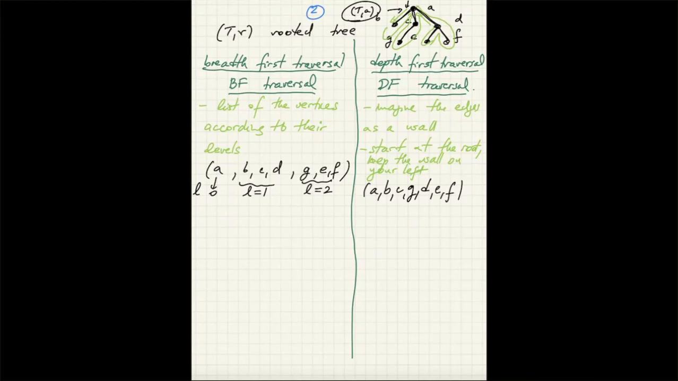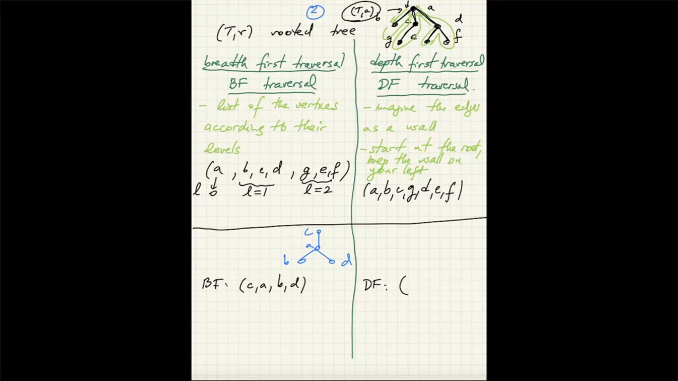So let's do one more example. If we take the tree that we had earlier, this one, just a simple tree, C, A, B, D, then if you do the breadth first traversal, you start at C, then you go to A, and then you have B and D. So that's what it is. And in this case, the depth first traversal is pretty much the same, because you go as far as you can go: C, A, B, D. But in general, as you see on the tree on the top, these traversals are quite different.